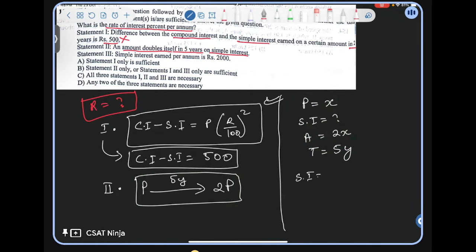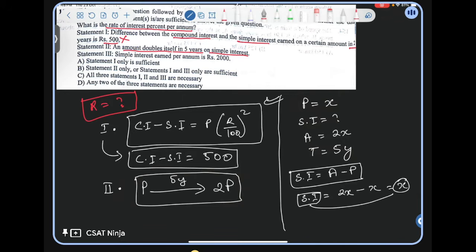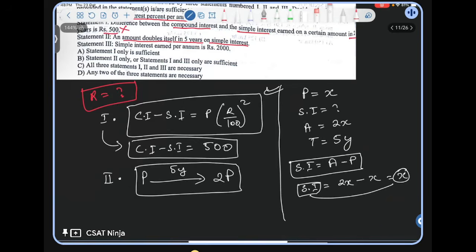Simple interest is nothing but amount minus principal. We have learned that yesterday: from the amount you get back, if you remove the principal, it will give you interest. So simple interest here is amount, 2 times X, minus principal X, which is nothing but X. But in order to skip this step, always remember when there is double, your principal will always be equal to the simple interest. If a question is based on double, you can keep that in mind so that you can skip some steps.